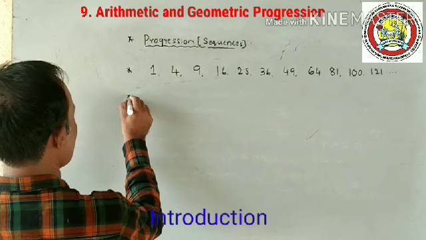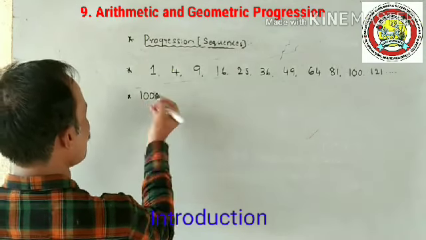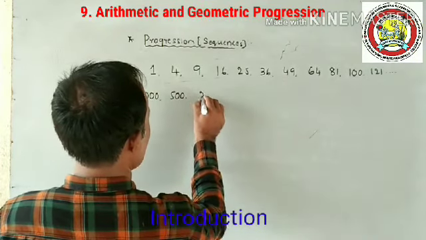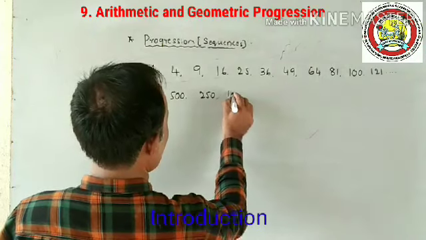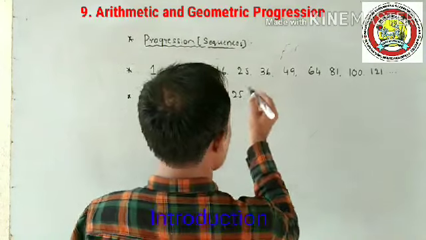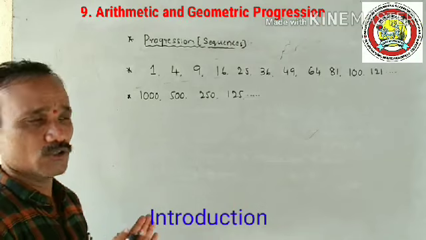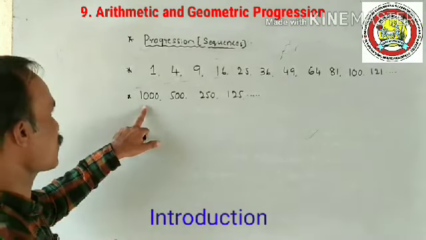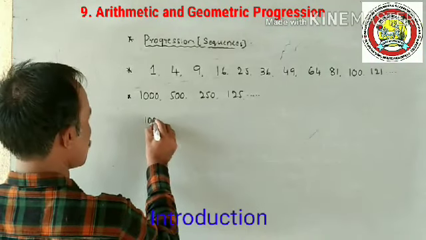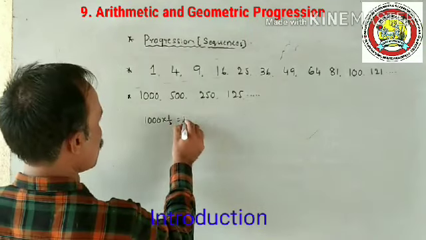As next example, 1000, then 500, then 250, then 125, and so on. Yes, what is the rule here? These numbers are arranged in a particular manner. We should find that rule. First 1000. So how will you get 500? From 1000, multiply by 1 by 2, or divide by 2, that is 500.